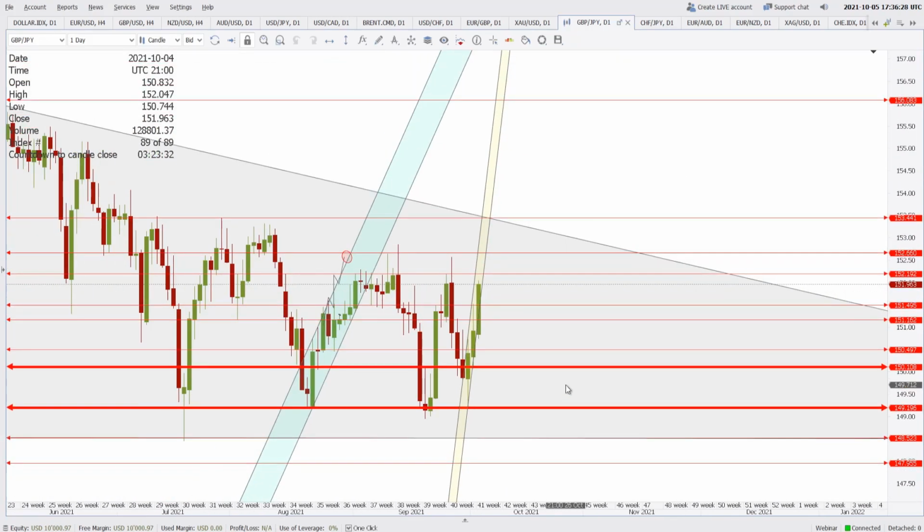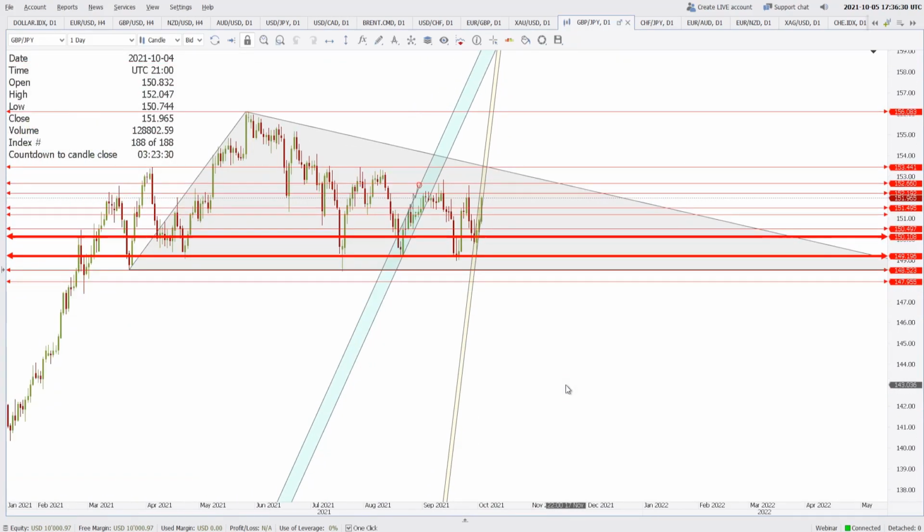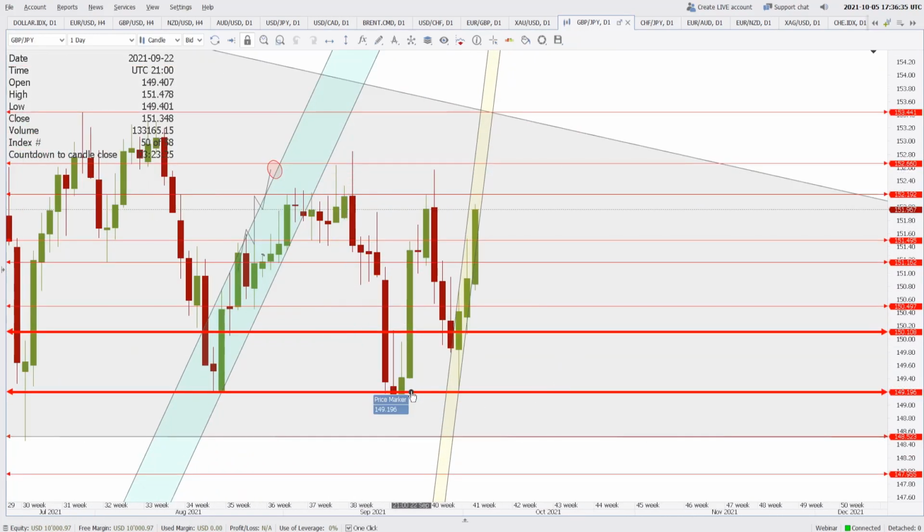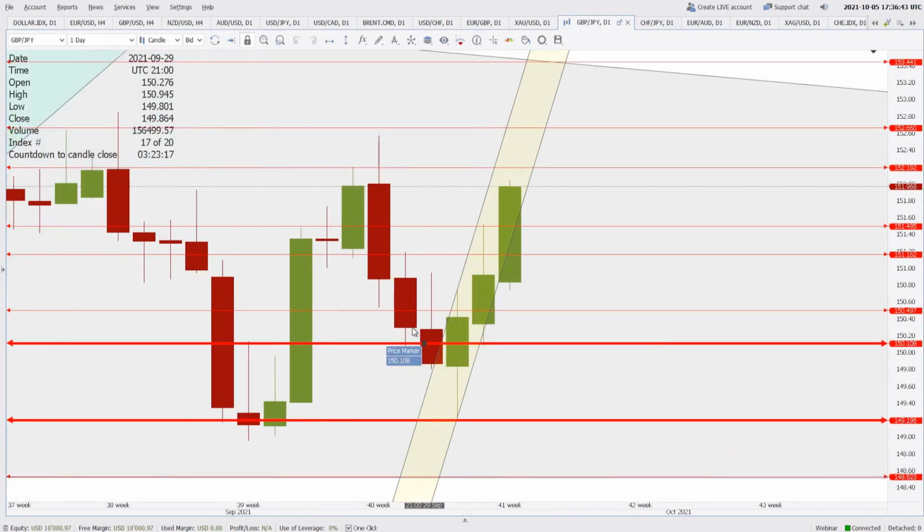GBPJPY, here there is something developing which I want to show you. The price made a low here at 149.19, then made a reaction high almost at 152.19, and then made a reaction low, then made a low again at this level, and now is on the verge of going to the same level again.